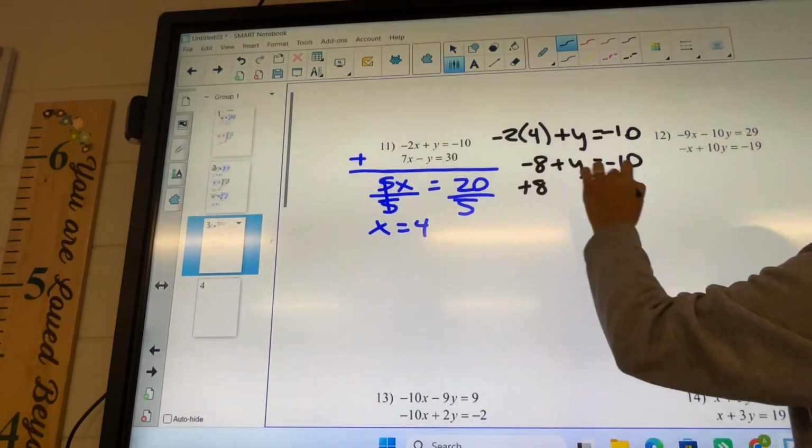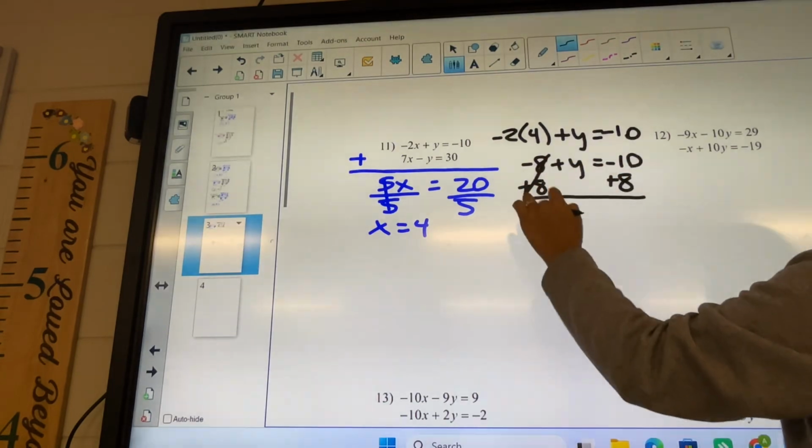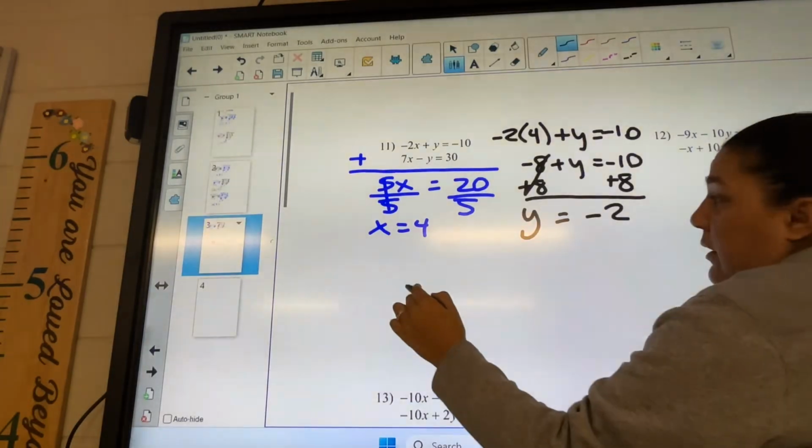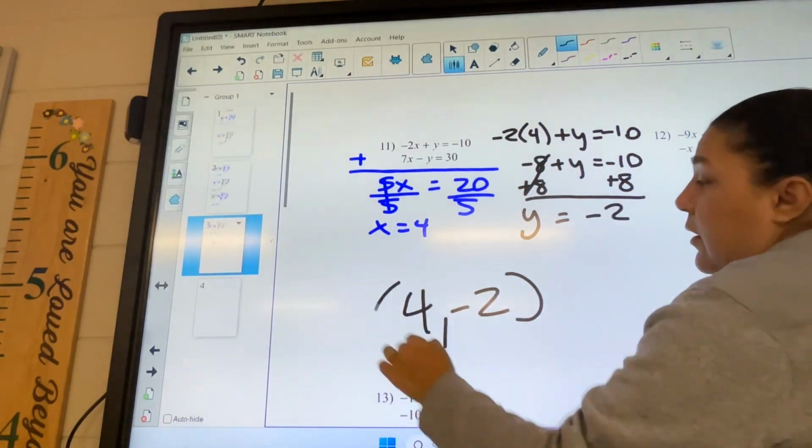And then I'm going to add 8 to both sides. And this one I actually don't even have to divide because there's no number in front of the y. And so it ends up being done and there's no addition required.